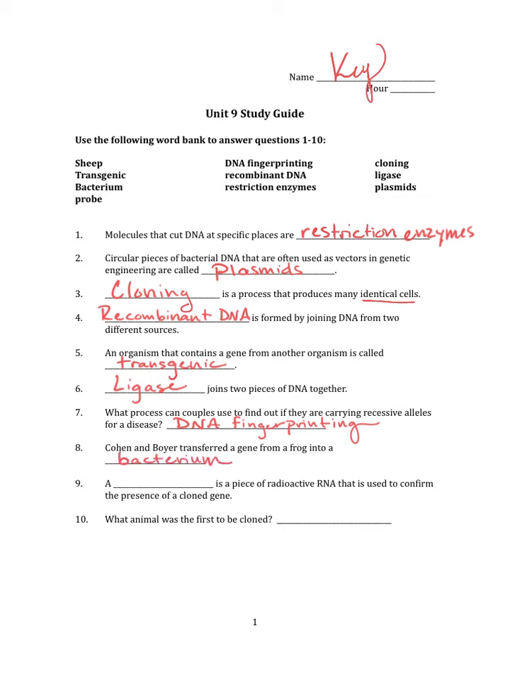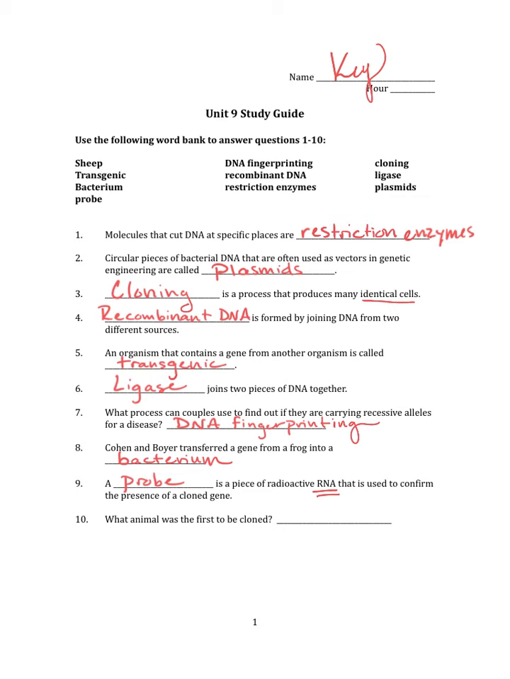So this was the first time a gene had been transferred from one species to another. Number 9. A blank is a piece of radioactive RNA that is used to confirm the presence of a cloned gene. And that is a probe. They're oftentimes, again, made of RNA, and they're able to bind to specific genes because the RNA and the DNA that it's looking for have complementary sequences.